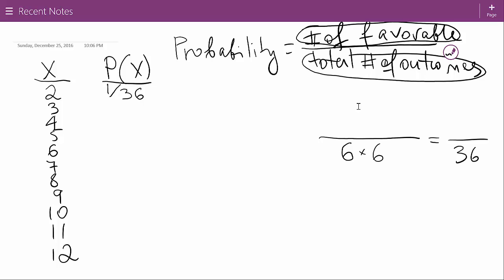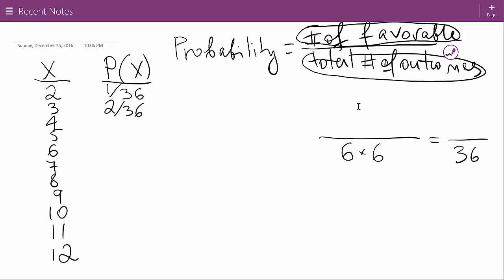Now let's talk about 3. The total number of outcomes is still 36, it doesn't ever change, right? But now I'm talking about 3. So in what ways can I get a 3? I can get a 1 on die number 1 and a 2 on die number 2, or alternatively I can get a 2 on the first one and a 1 on the second one. So 2 ways out of 36, or 1 over 18, right? So the likelihood of 3 is 2 out of 36. Well, let's do a couple more.